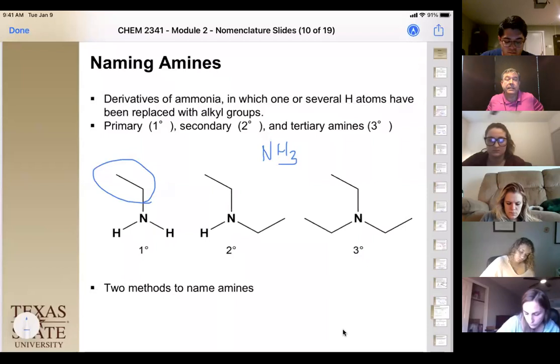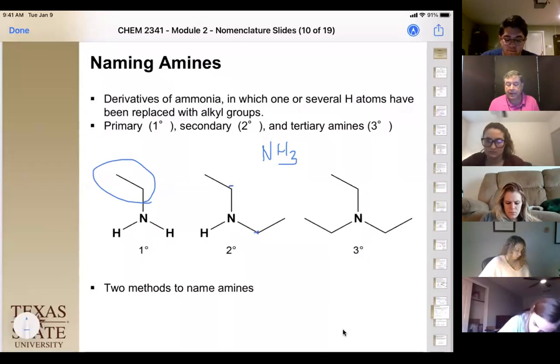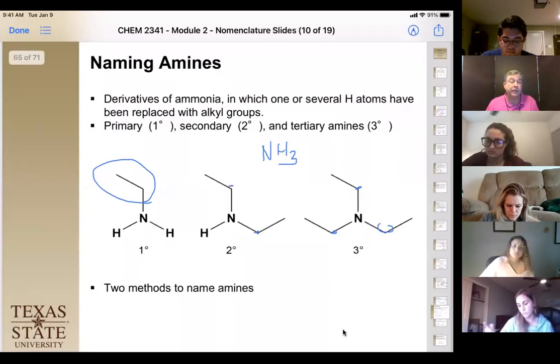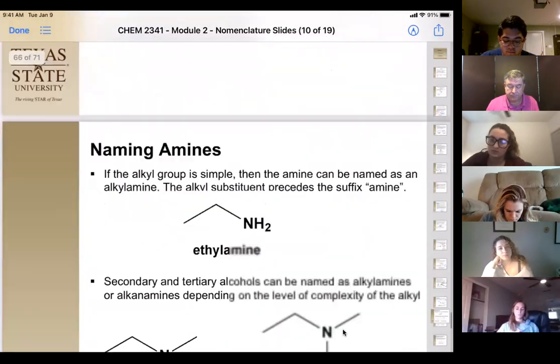Okay, and in this case, in the amines, we have one carbon chain on it, that is a primary amine. Two carbons attached to it is a secondary amine, and three carbons attached to it is a tertiary amine. Now that leads us to a couple different ways to name things, okay? But typically you would name it as an amine, okay?